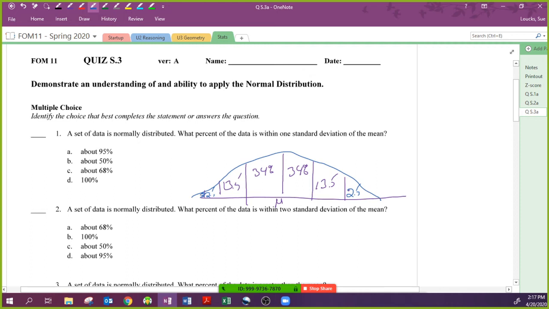To grab the right one. Oh, it's 2.35. Okay. 2.35.